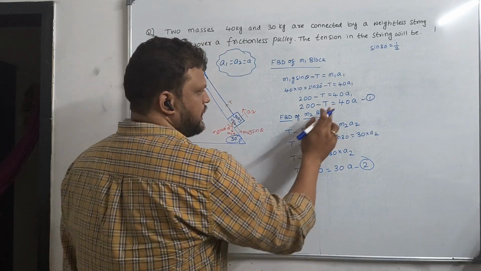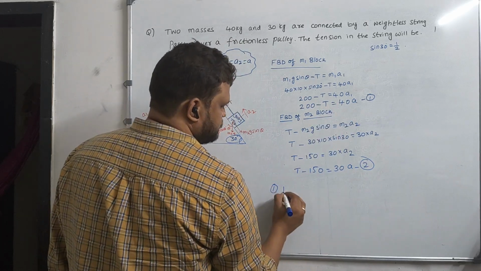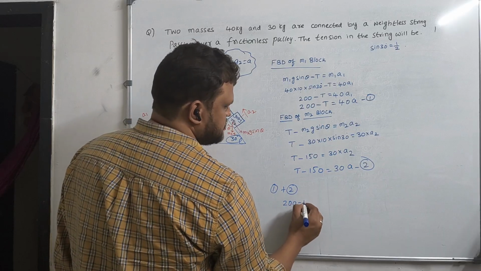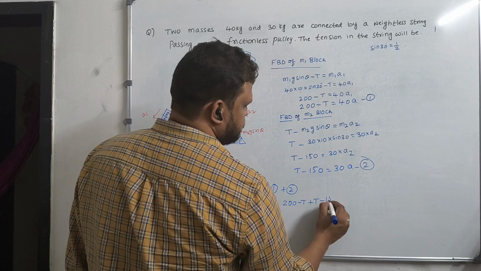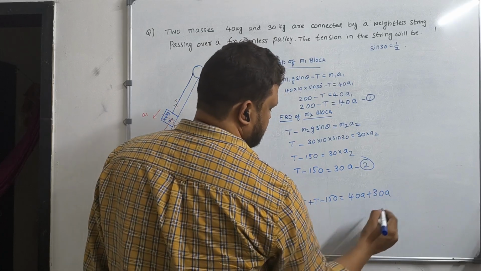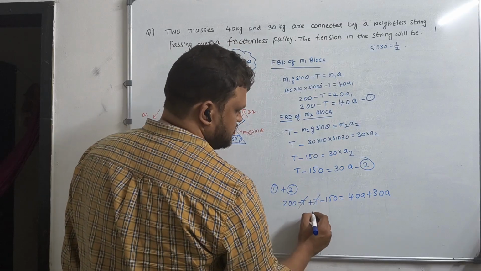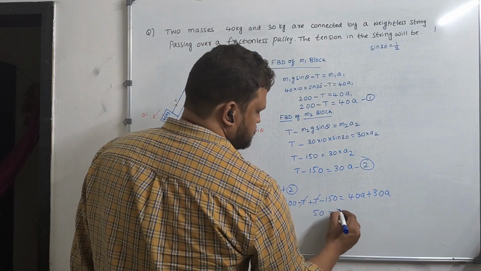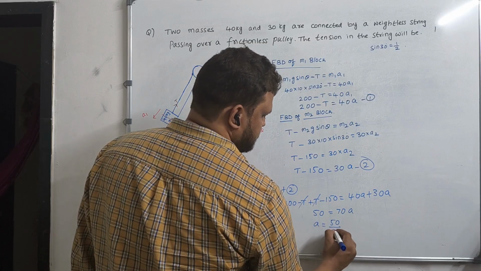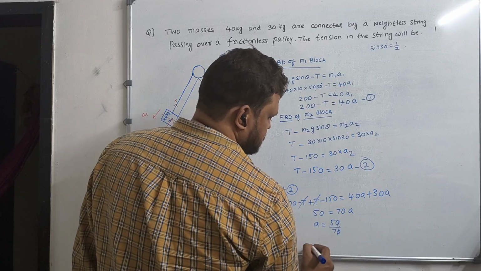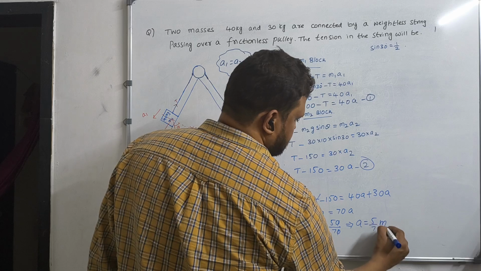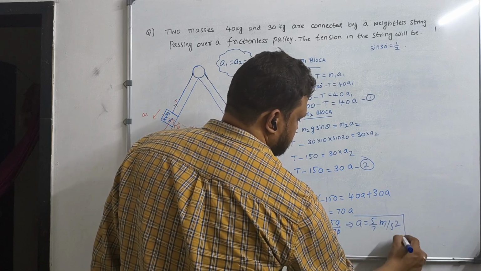Now if you add equation number 1 and 2, first we take the left hand terms: 200 minus T plus T minus 150, which equals 40A plus 30A. So T will get cancelled, and this becomes 50 equals 70A, so A equals 50 by 70. The zero is cancelled, so the acceleration is 5 by 7 meter per second square.